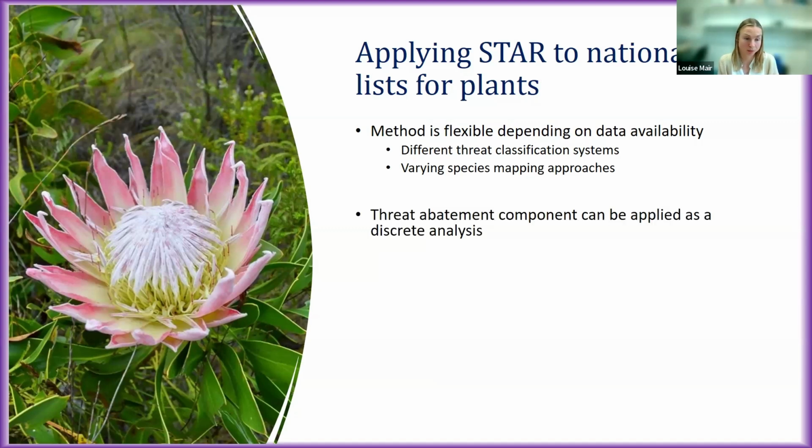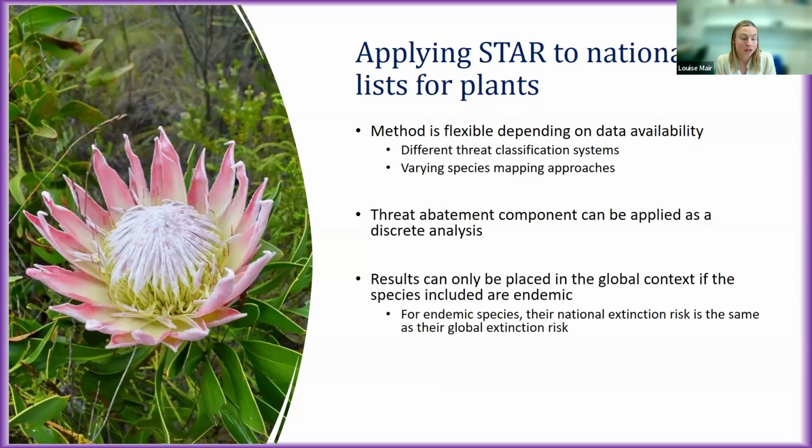We can apply the threat abatement component as a discrete analysis, which is what we did for Norway and Brazil. But a really important caveat to bear in mind is that results can only be placed in the global context if the species included are endemic. This is because for endemic species, their national extinction risk is the same as their global extinction risk. So our Brazil results and our South Africa results can be placed within the global context because they were focused entirely on endemics. But Norway was very much a national case study because their non-endemic species will have a different national red list status compared to the global red list status.